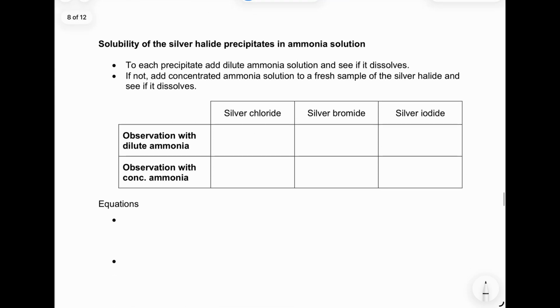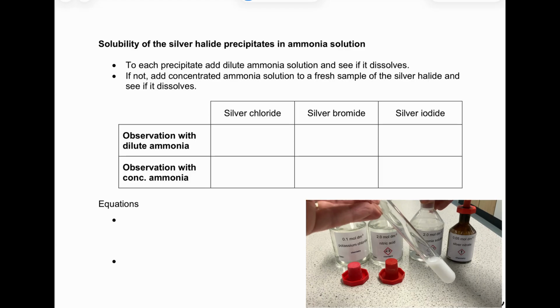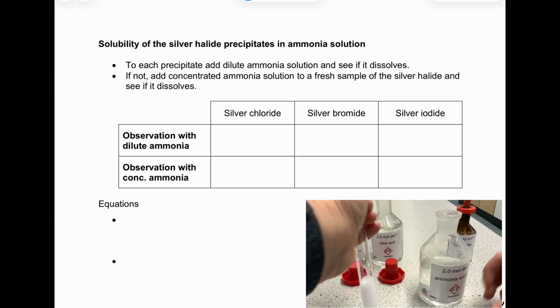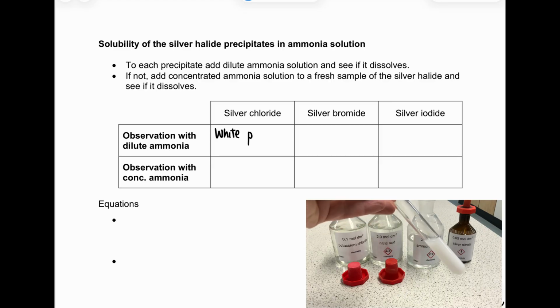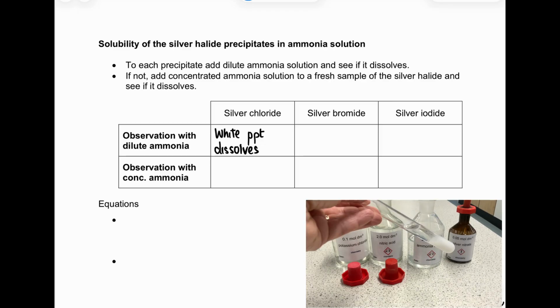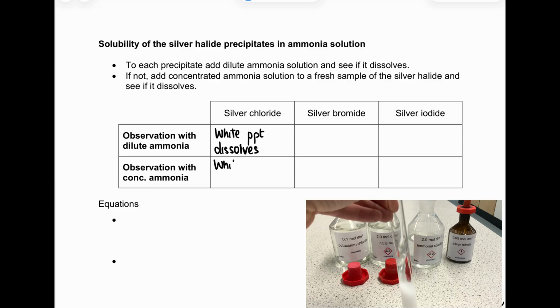There is a second part to this test because it is quite difficult to tell the difference between the precipitates of the silver halides. So we can add dilute ammonia and see if it dissolves, and if it doesn't dissolve, we can add concentrated ammonia and see what difference that makes. When you do this with silver chloride, what happens is the white precipitate dissolves in dilute ammonia. So you don't actually need to add the concentrated, but if you did, the white precipitate would also dissolve because that's just more concentrated ammonia.